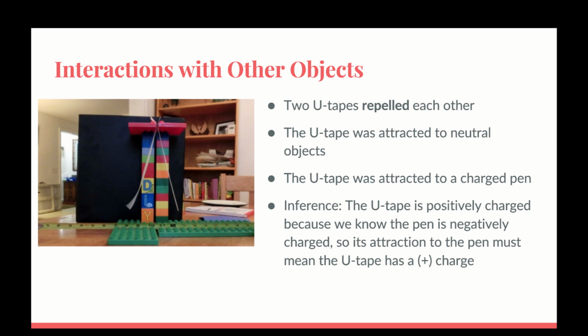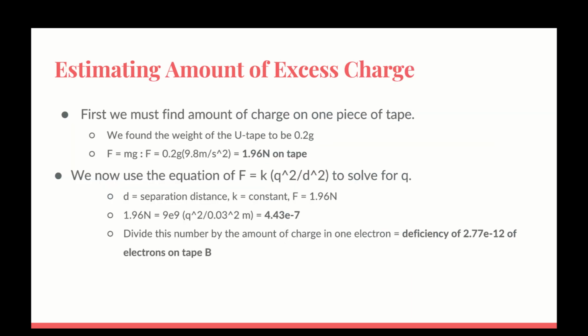Interactions with other objects: we found that two U-tapes repelled each other, which made sense as they probably had the same charge, and we also found the U-tape was attracted to a charged pen. This was important because we were able to infer that the U-tape is positively charged, because we know the pen is negatively charged, so its attraction meant the U-tape had to have a positive charge.